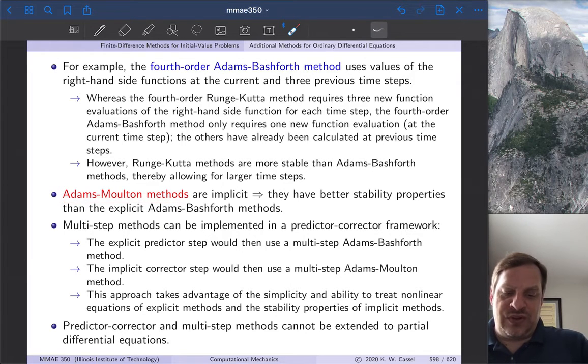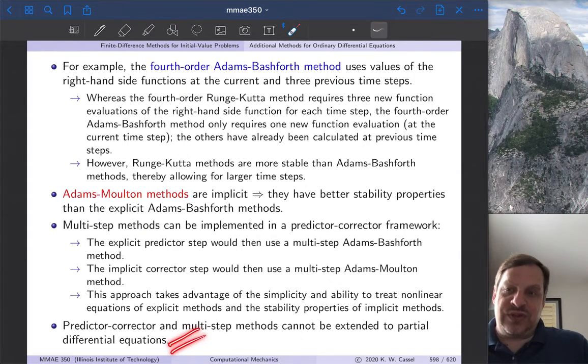Adams-Moulton methods, they are implicit, but they do have better stability properties than explicit Adams-Bashforth methods. So you can implement these in a predictor-corrector type format. So it's a two-step process: explicit predictor step, implicit corrector step, using the appropriate Adams-Bashforth or Adams-Moulton method. So once again, it takes advantage of the simplicity of an explicit method and the stability properties and accuracy properties of the implicit methods.